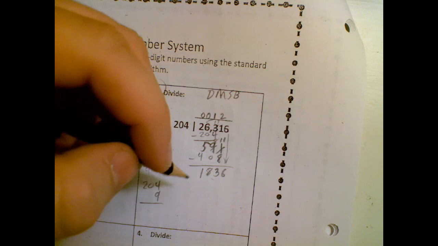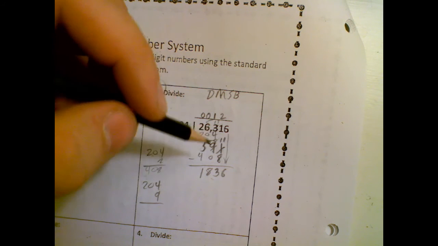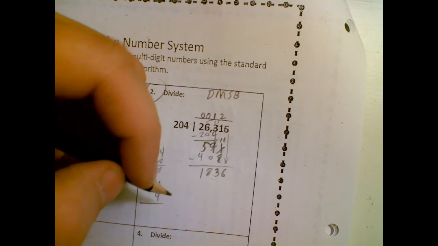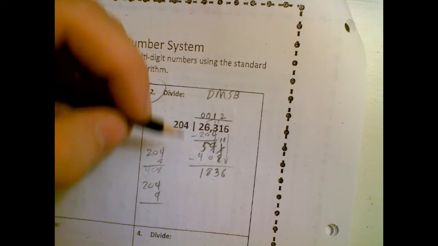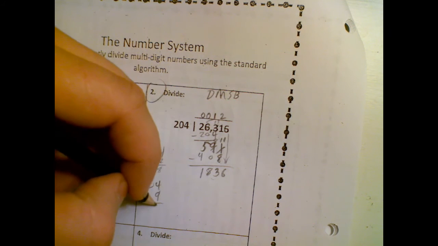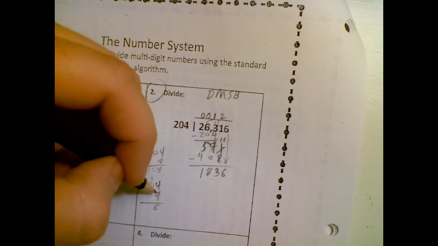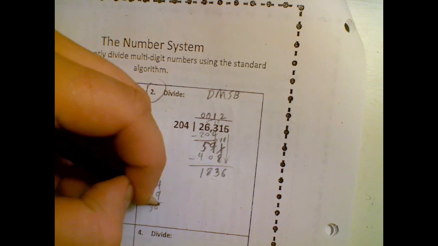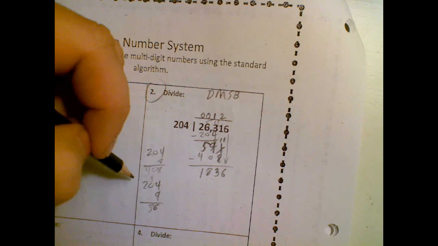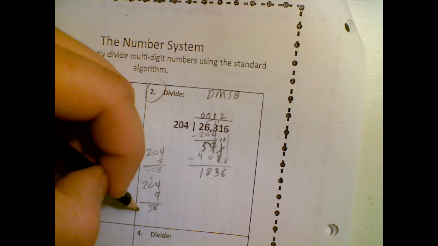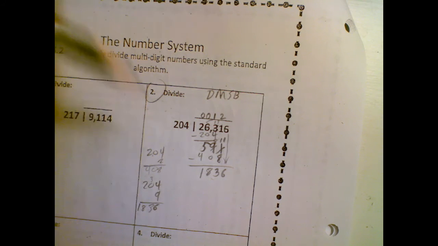Excuse me. 9 times 4 is going to be 36, actually. So that might actually be exactly it. So 6 here, and then you put your 3 up here. 9 times 0 is going to be 0, plus 3 is 3. So we have 36. And then 9 times 2 is 18. So then we have 1836.